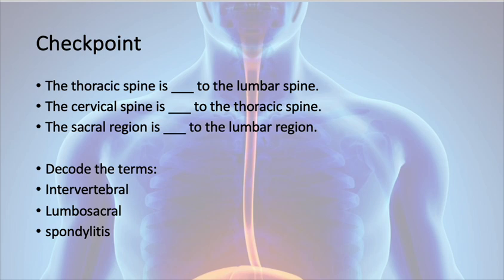So on this slide, a little checkpoint on the thoracic spine, on the vertebral column. The thoracic spine is blank to the lumbar spine. Take a moment and think on this. The thoracic spine is superior to the lumbar spine, or above. The cervical spine is superior to the thoracic, and the sacral region is inferior to the lumbar region.